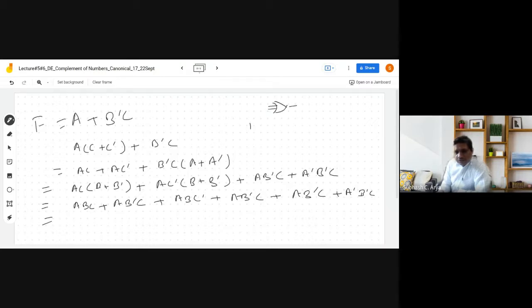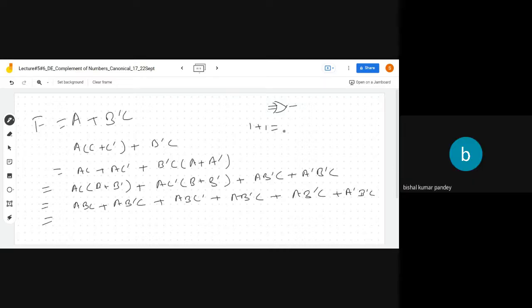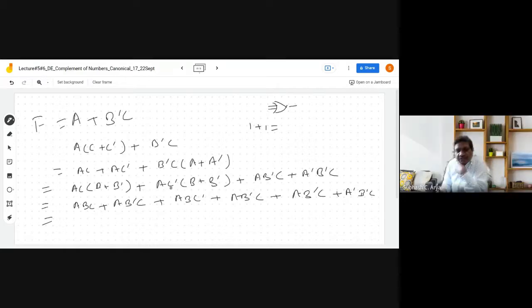Here, 1 plus 1 is equal to what? The fourth term will be A B bar C bar. 1, 2, 3, 4. This one? Yes, sir. A, A B bar, C A bar, B bar C bar.